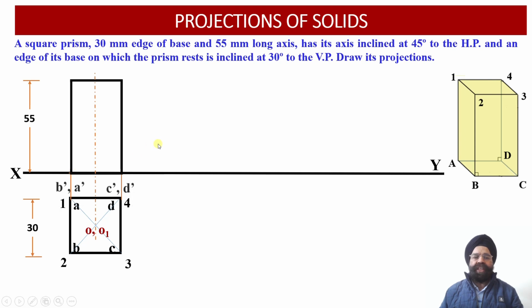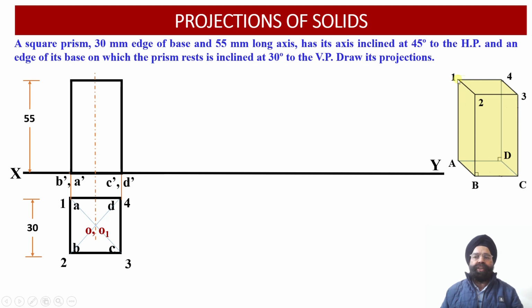So the front view projections will be B dash, A dash and C dash and D dash corresponding to the base. So we can see B and A, they will be projected as B dash and A dash onto the XY reference line. Similarly, points C and D, they will be projected as C dash and D dash onto the XY reference line. Now these projections correspond to the points A, B, C, D of the base.